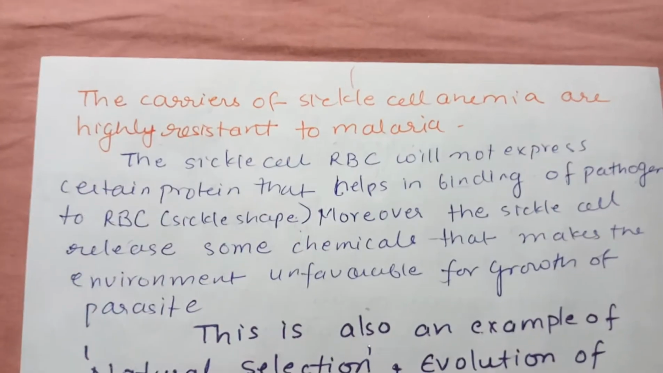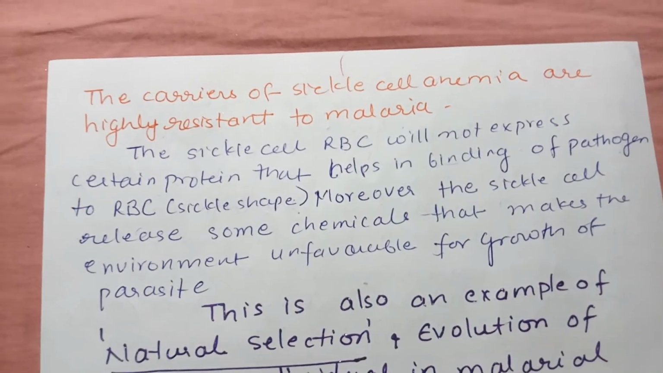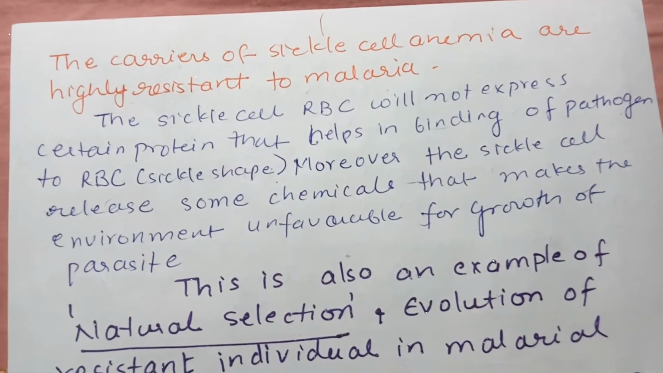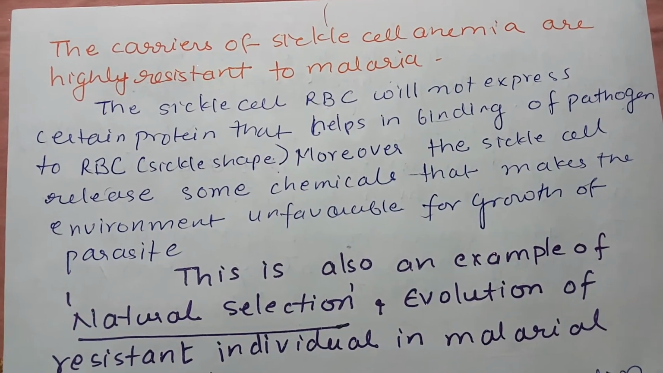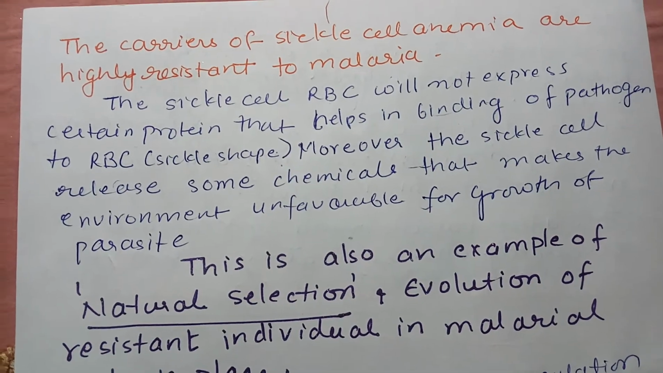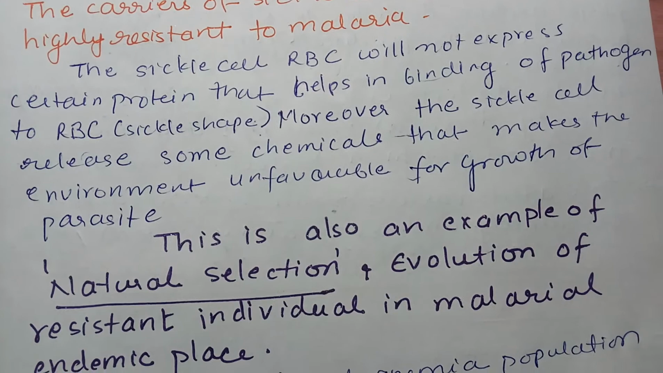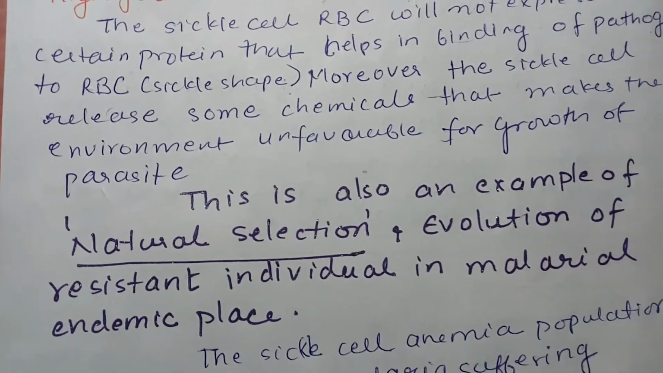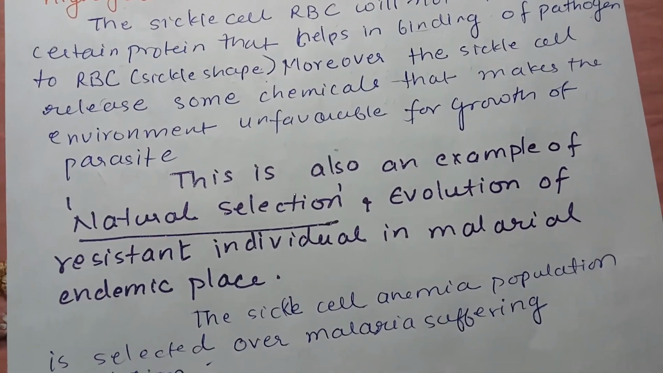Now there is another thing that we would like to talk about in sickle cell anemia: the carriers of sickle cell anemia are highly resistant to malaria. The sickle cell RBC will not express certain proteins that help in binding of the pathogen or parasite to the RBC. Moreover, the sickle cells release some chemicals that make the environment unfavorable for the growth of the parasite. Hence, the malarial parasite cannot grow in the person who is suffering from sickle cell anemia.